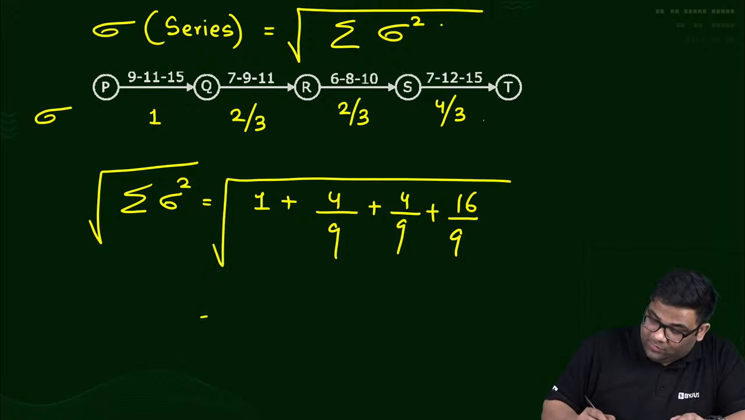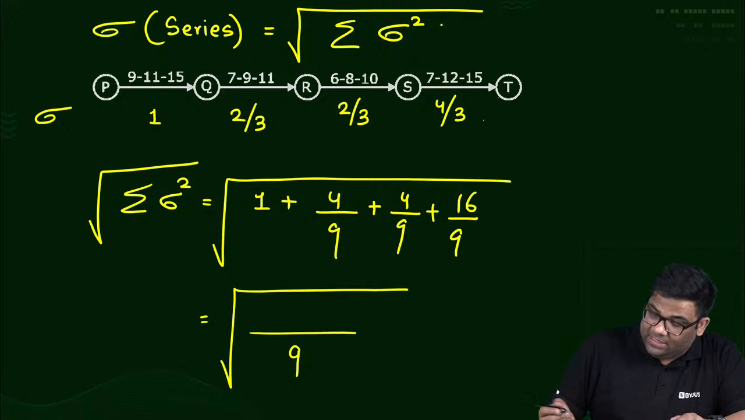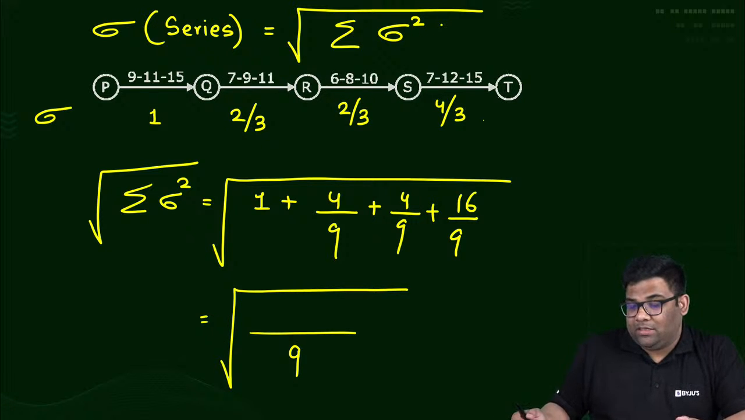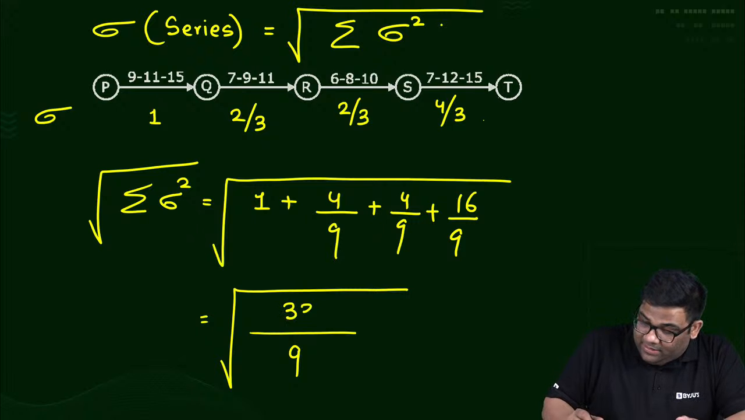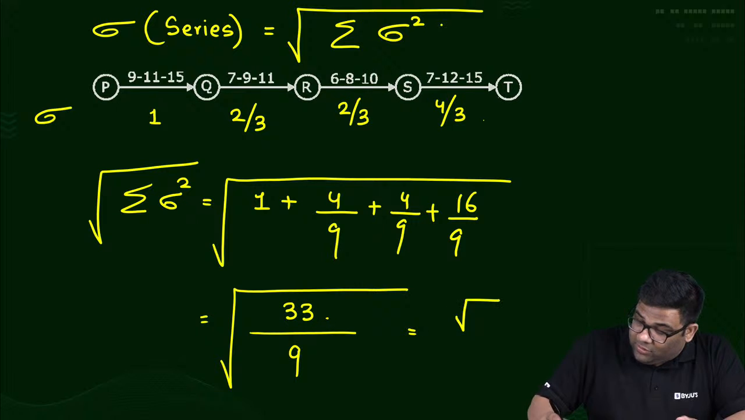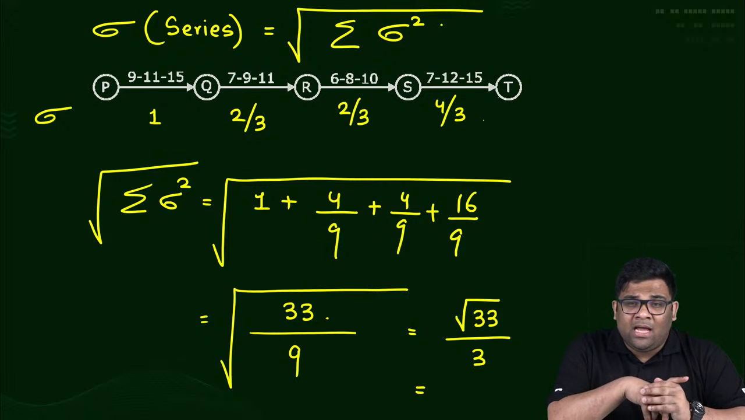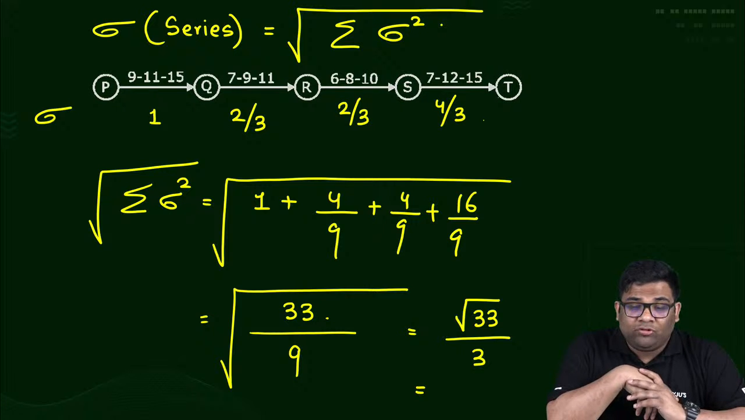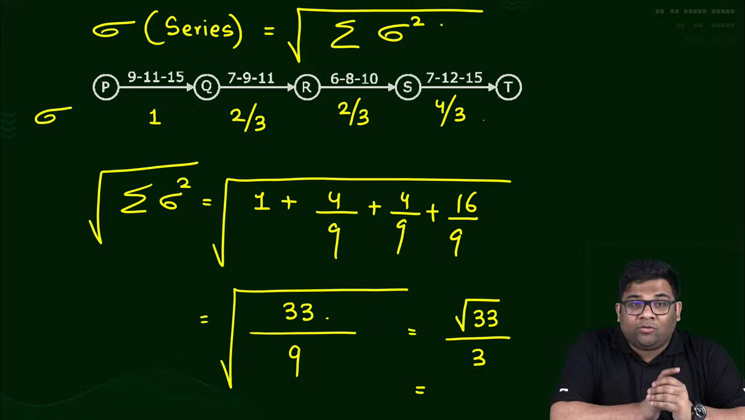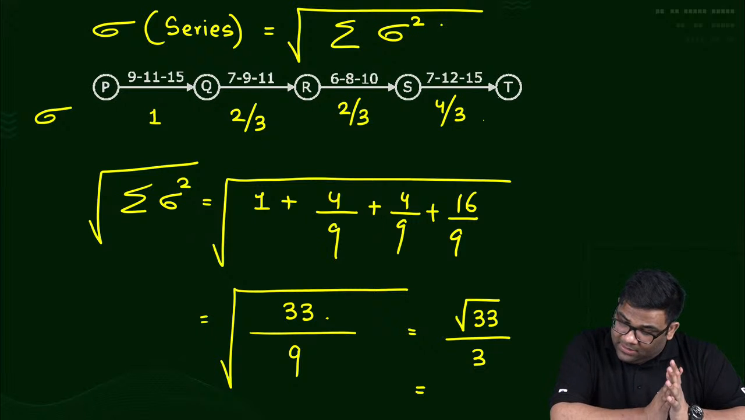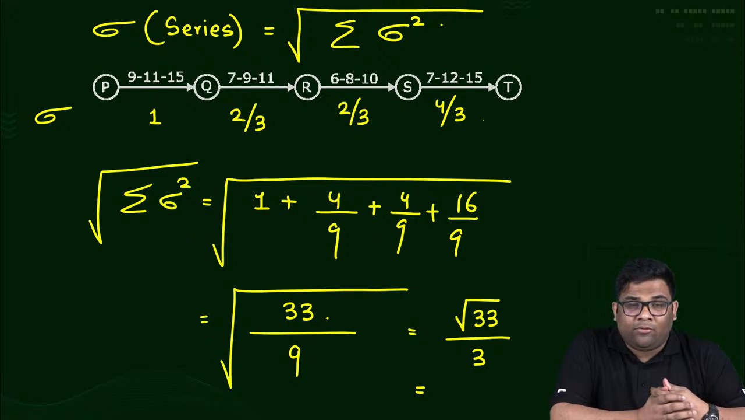So if I take 9 common, I will get 9 plus 20, 24, 33 over 9, so the square root of 33 divided by 3. This will be 5 point something. So you have to take the square root. Did I make some mistake? 20, 24, 33. How much are you getting? Take the square root. 3.67, is that sigma or sigma square you are telling?